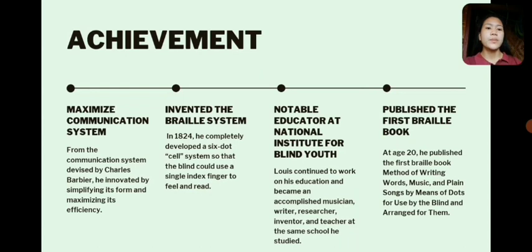Louis Braille also became a notable educator at the National Institute for Blind Youth. He continued to work on his education and became an accomplished musician, writer, researcher, inventor, and teacher at the same school he studied. And at the age of 20, he published the first Braille book, The Method of Writing Words, Music, and Playing Songs by Means of Dots for Use by the Blind and Arranged for Them.